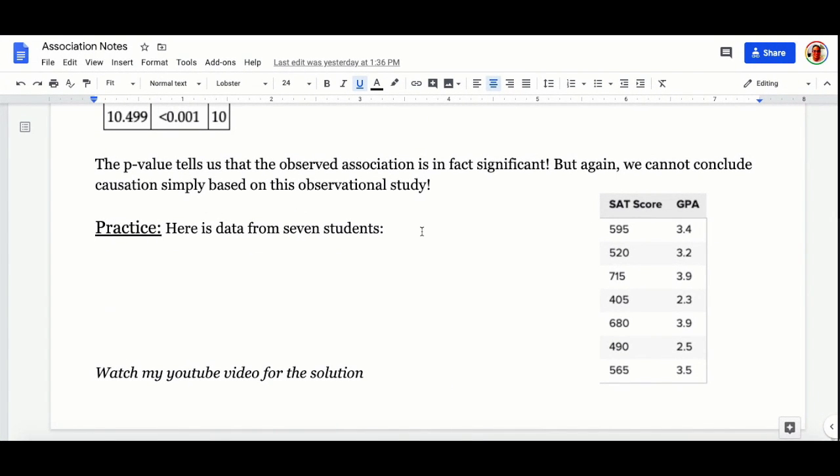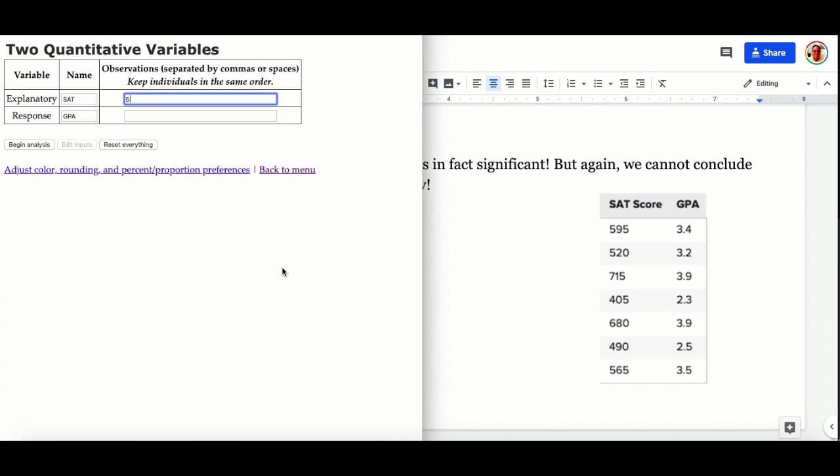Oh, really, really important. Don't mess around with the order. Don't try to sort them least to greatest or something like that. These are paired pieces of information. So the same student that got a 595 on the SAT got a 3.4 GPA. So we have to keep them in the same order. Otherwise, we're not performing the analysis properly. And I'm just going to put commas in between each of them.